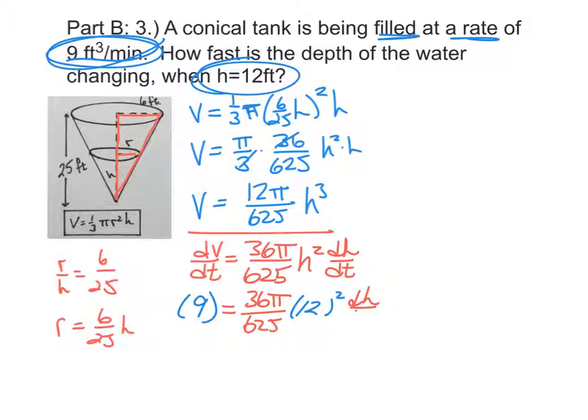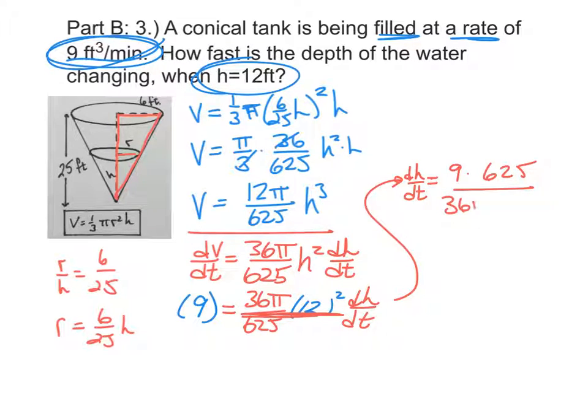And dH/dt is what we don't know. So this is what we're going to need to solve for. Right now, we have this fraction. To get rid of it, we'll multiply by the reciprocal. So dH/dt will be 9 times the reciprocal, so 625 over 36 pi times 12 squared, 144. A little bit of canceling here. And that's about all we can do.